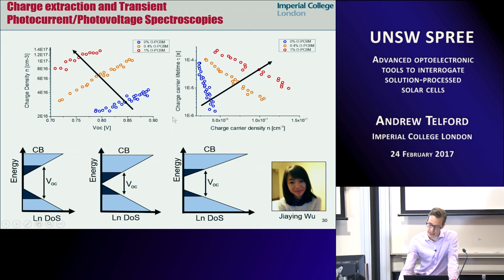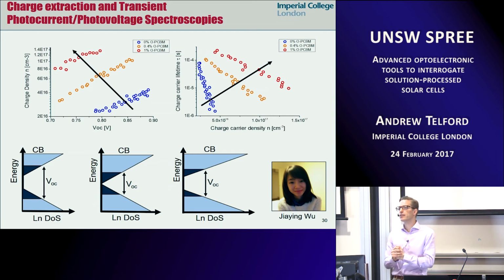Now, interestingly, you see that the lifetime of these charges, here plotted versus charge density, increases as well with the oxidation of PCBM. So this means the charges are living longer. And you can imagine that if you're trapping an electron, for example, near the LUMO of the PCBM, that will have a lower likelihood of meeting a hole and recombining compared with the situation in which they're both moving around. So that's a working hypothesis.